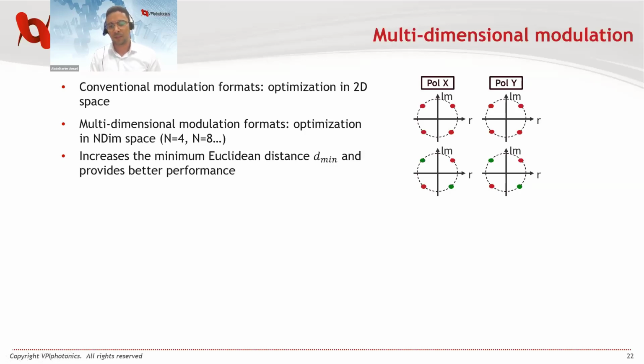And of course, this dependency is not random, it is chosen so that it increases the minimum Euclidean distance. And there's some known approach for this, like set partitioning modulation, and also to mitigate some effects such as cross-polarization modulation by having a 0 degree of polarization.